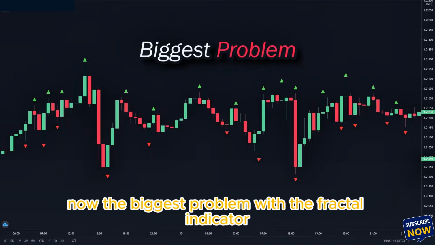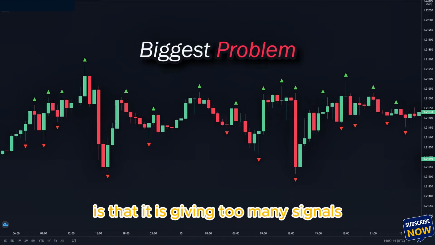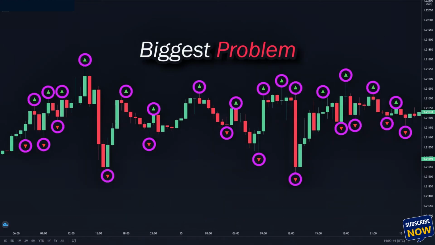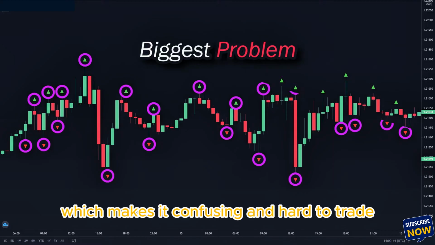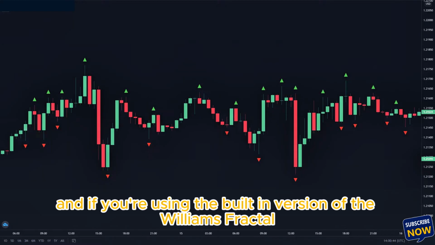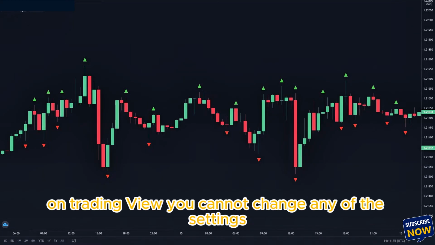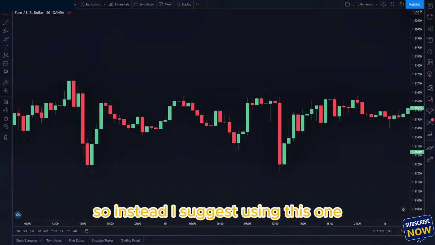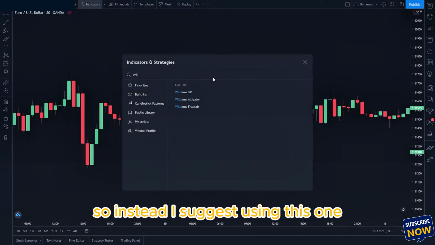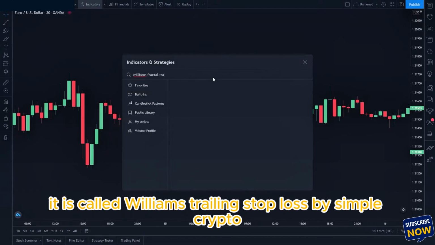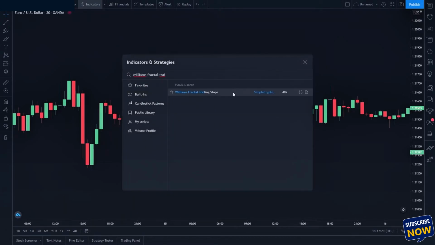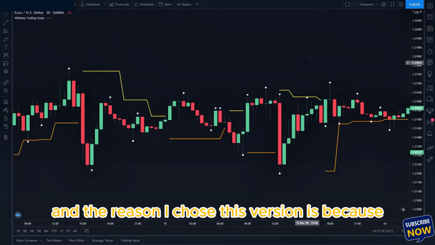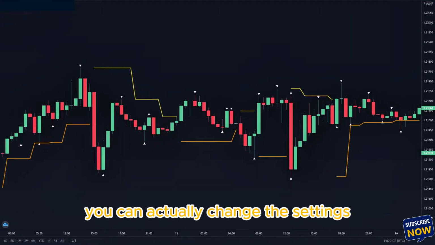Now, the biggest problem with the fractal indicator is that it is giving too many signals, which makes it confusing and hard to trade. And if you're using the built-in version of the Williams fractal on TradingView, you cannot change any of the settings. So instead, I suggest using this one. That is called Williams Trailing Stop Loss by Symbol Crypto. And the reason I chose this version is because you can actually change the settings.